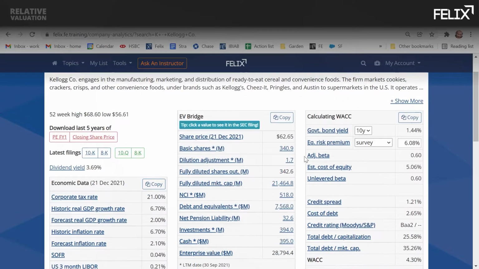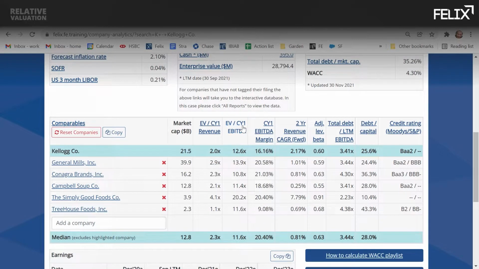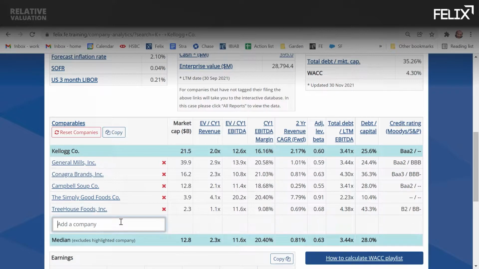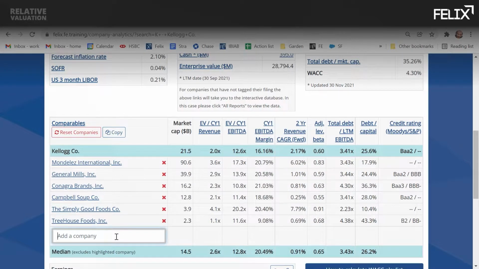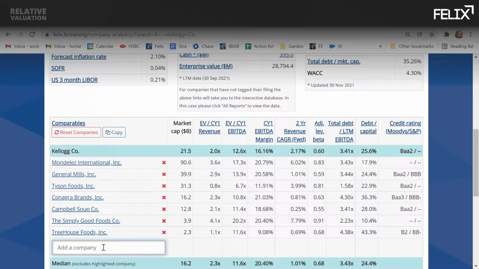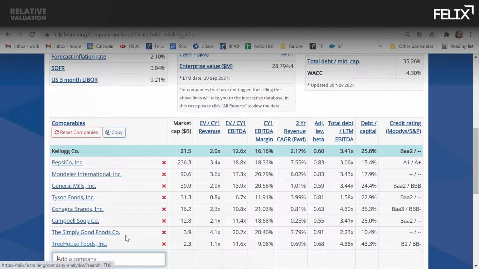We actually already have a relative value matrix here, and you can see that Felix is giving us a list of comparable companies. We've got a list of 5 other companies, and a whole load of metrics. But I'm going to add a couple of other companies that I want to include here. The first one is going to be Mondelez, and I'm going to add that to the grid. Then I'm going to go down and add Tyson Foods as well, because I think that's a good comp. I'm also going to add PepsiCo. And I just want to check we've got ConAgra Brands in there. Yes, we do. General Mills.